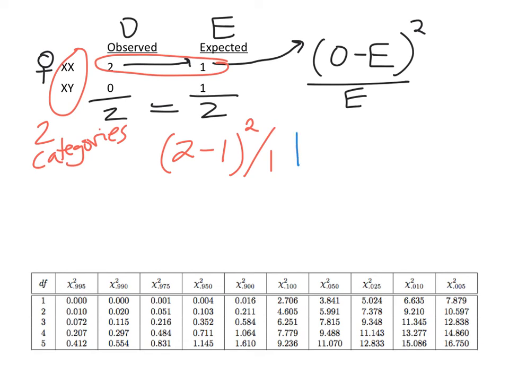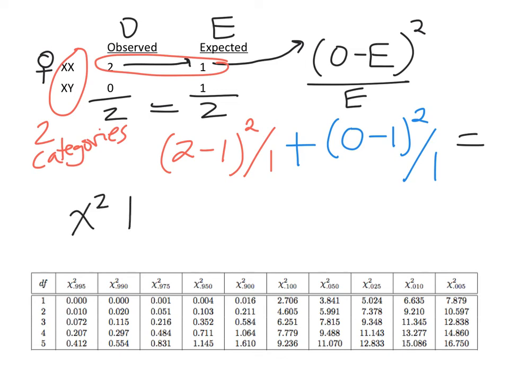And then we'd add that to the next: observed minus expected squared over expected for sons. So 0 observed minus 1 expected, squared, divided by 1. When you do that relatively simple math, the result that you get is the chi-squared test statistic. That's its formal name. You get a number. What does it equal? 2 minus 1 squared is 1 squared, which is 1, divided by 1, which is 1, plus negative 1 squared is 1, divided by 1 is 1. So the chi-square value here is 2 for my specific case.